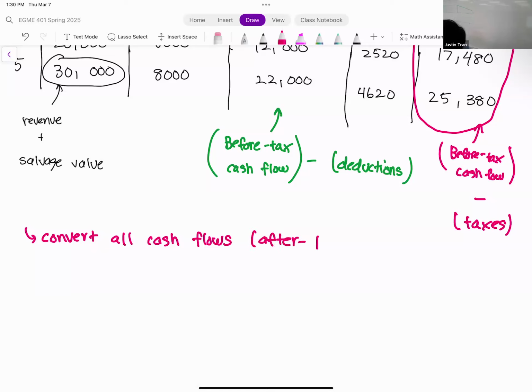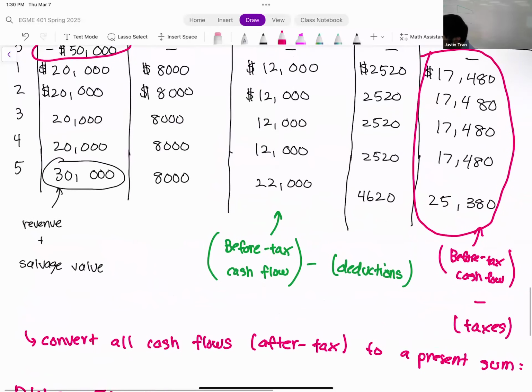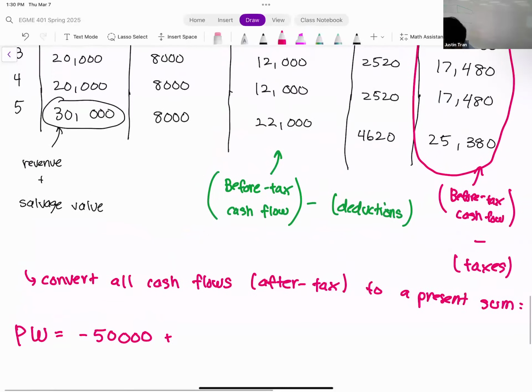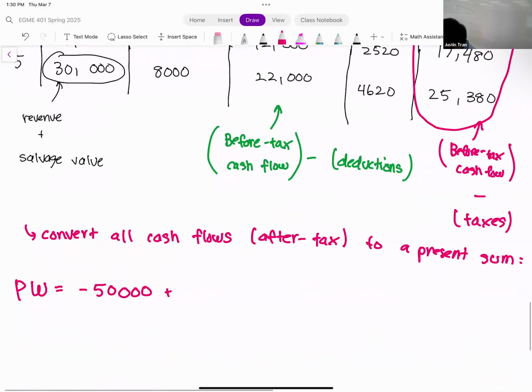Okay. So we have present worth is equal to, okay? We still have our initial cost, and so our initial cost is still a minus 50,000. So we need to incorporate that because that's going to be important for our calculations. Okay. Next, we have the after-tax revenue, right? So the after-tax revenue is 17,480.